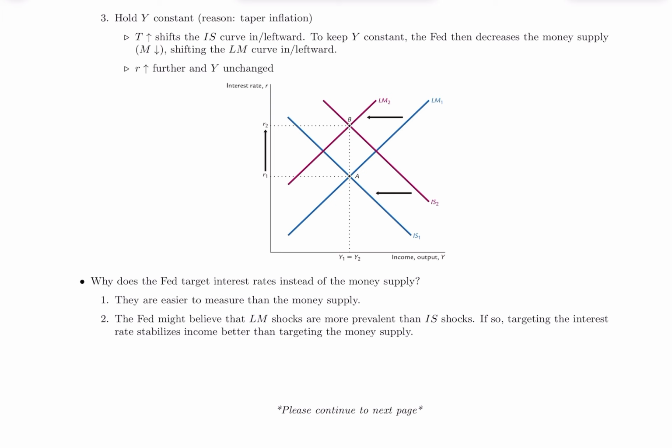Why does the Fed target interest rate R? Interest rates are easier to observe than the money supply. LM shocks are more common than IS shocks. Targeting interest rate R helps stabilize income or output Y better.